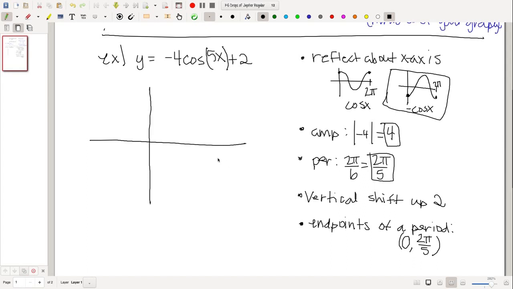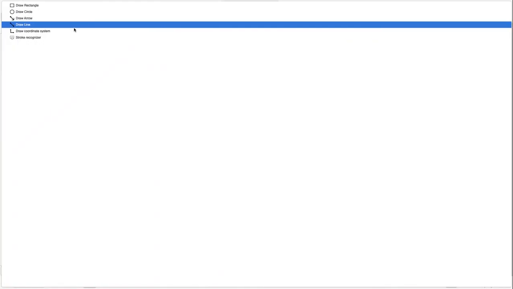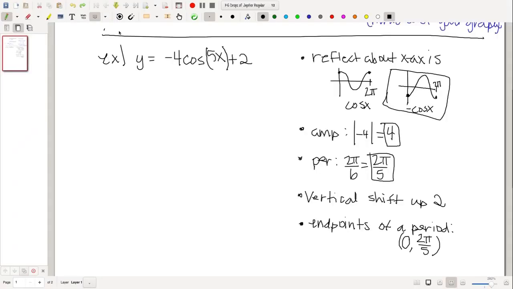Apparently my lines aren't very straight. Let's try this again. I've got the line recognized. Hey. Okay, so the middle of our graph is now going to be up 2. So here's what I'm going to do. Let's call that 1. Let's call that 2. There's the center of our graph.